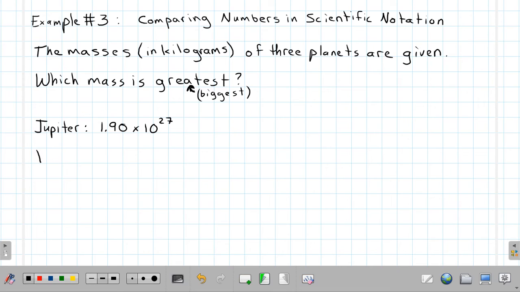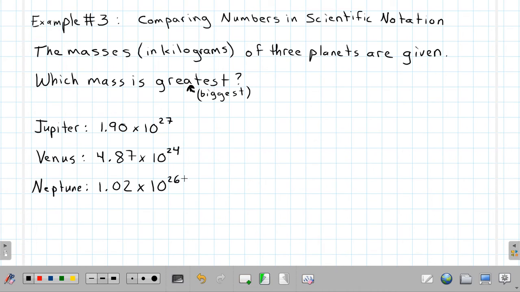You're told Venus has a mass of 4.87 times 10 to the 24. And then you're told Neptune has a mass of 1.02 times 10 to the 26. Okay?